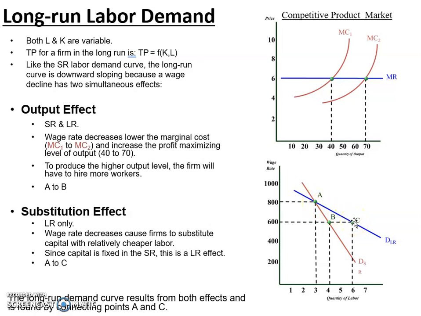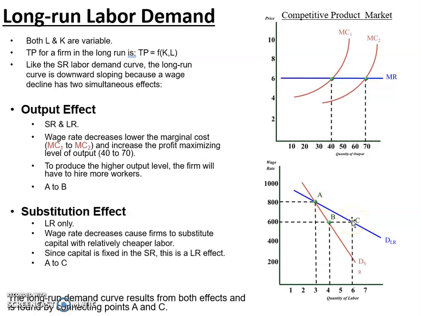Now, why the difference? Well, because in the long run, you have both effects. In the long run, a wage decrease from 800 to 600 allows a firm to ramp up and hire a lot more workers. From here, it doubles the workers from 3 to 6. Whereas in the short run, that same wage decrease only moved us from A to B. We only added one worker because there was only one effect. So we say that in the long run, the demand for labor is more elastic.